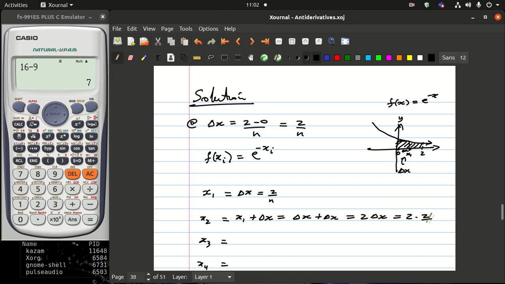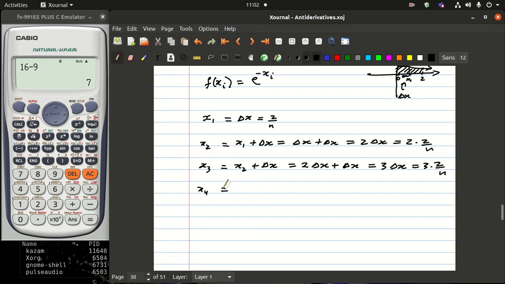Delta x is 2 over n. The same thing here, we'll end up having x2 plus delta x, which is the same as 2 delta x plus delta x, because x2 we know is 2 delta x, and then this is going to be 3 times delta x, which is the same as 3 times 2 over n. That is what we are getting here.